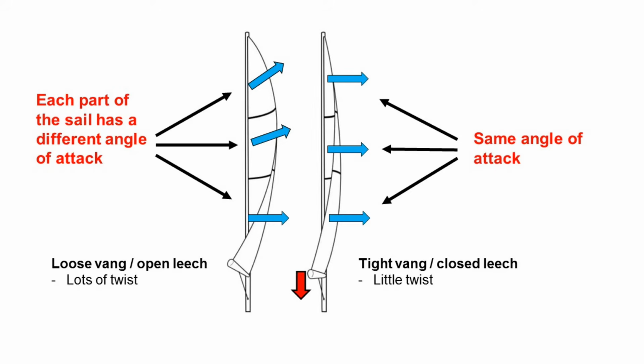Okay, on this slide, I try to demonstrate the different angles of attack, and granted it's kind of difficult to do in a two-dimensional drawing, but the arrows represent the angles of attack. And so on the left, with the loose vang and open leach and lots of twist, each part of the sail has a different angle of attack. Whereas on the right, with the boom being pulled down by the vang and a closed leach with little twist, you have basically the same, or very close, angle of attack on the vertical plane from bottom to top along the sail.